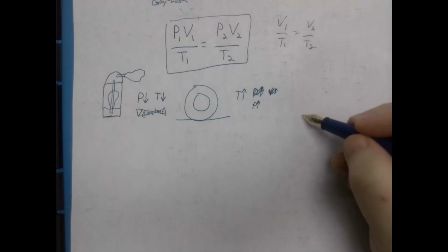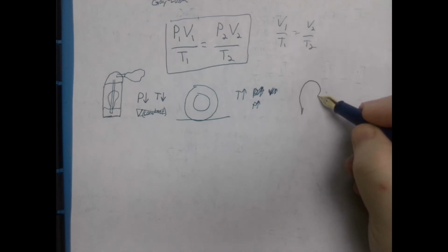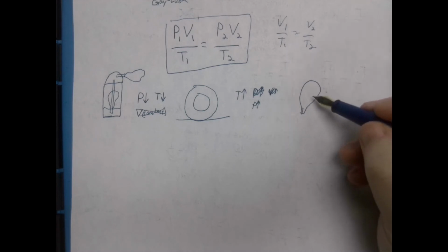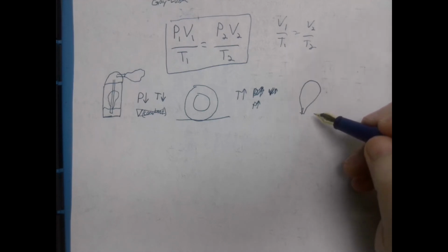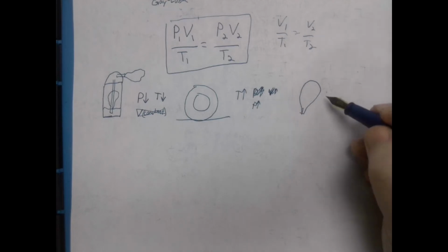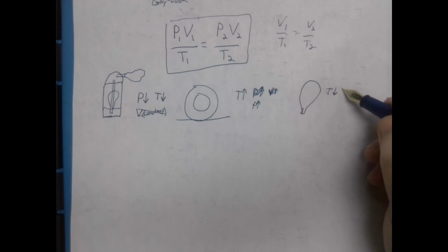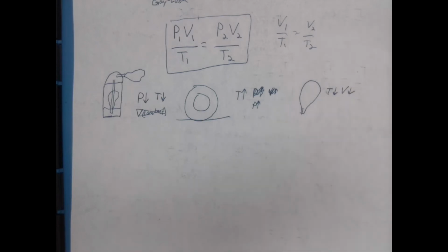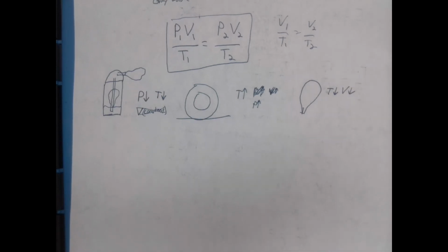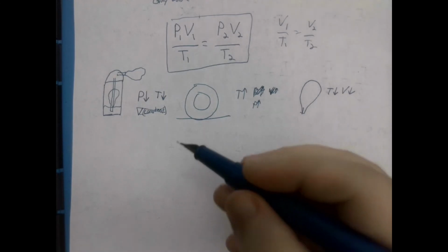So what would happen if you have a balloon and you put it in a freezer? It shrinks. The temperature of the gas goes down, so the volume of the gas will go down. What's some other examples?